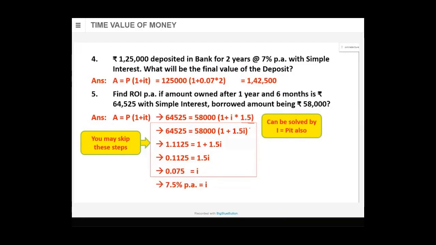58,000 goes to the other side, becomes divide. Then 1 goes to the other side, it becomes minus. Then 1.5 goes to the other side, becomes divide. So do it by division. On the calculator, what will I do? 64,525 divided by 58,000. Then from that answer, minus 1, divided by 1.5. In between, you should keep on pressing the equal to sign. Is that clear? Any doubt? Next.